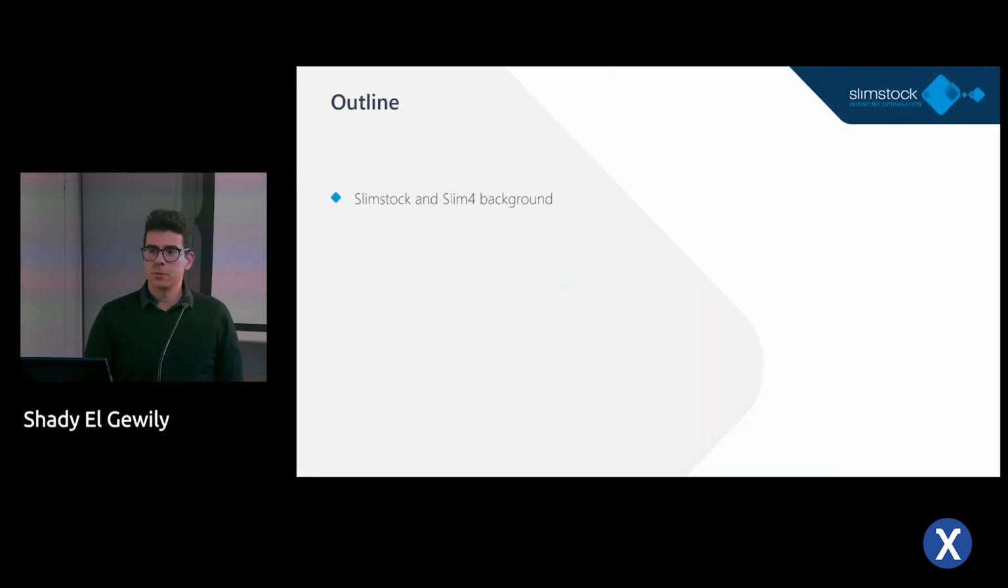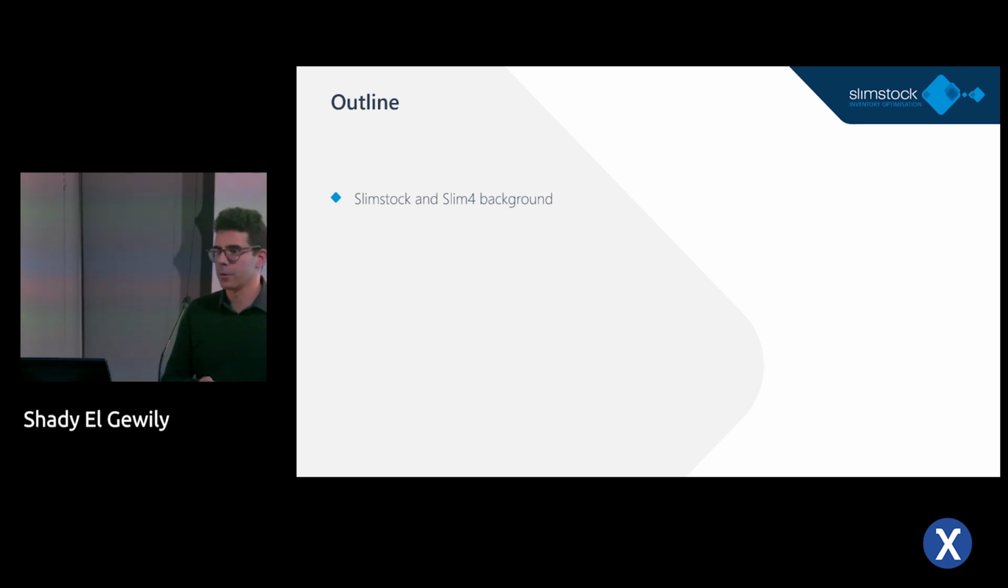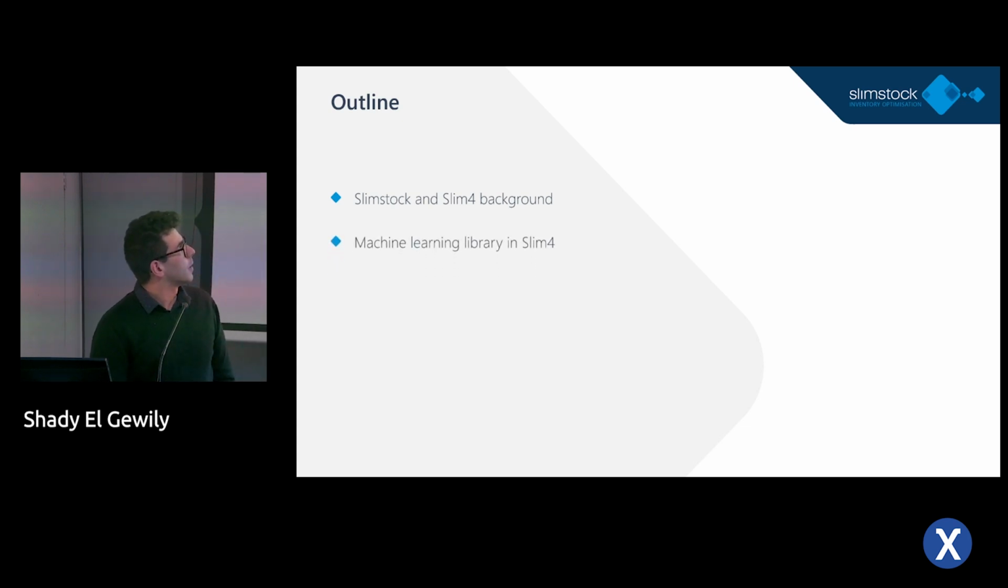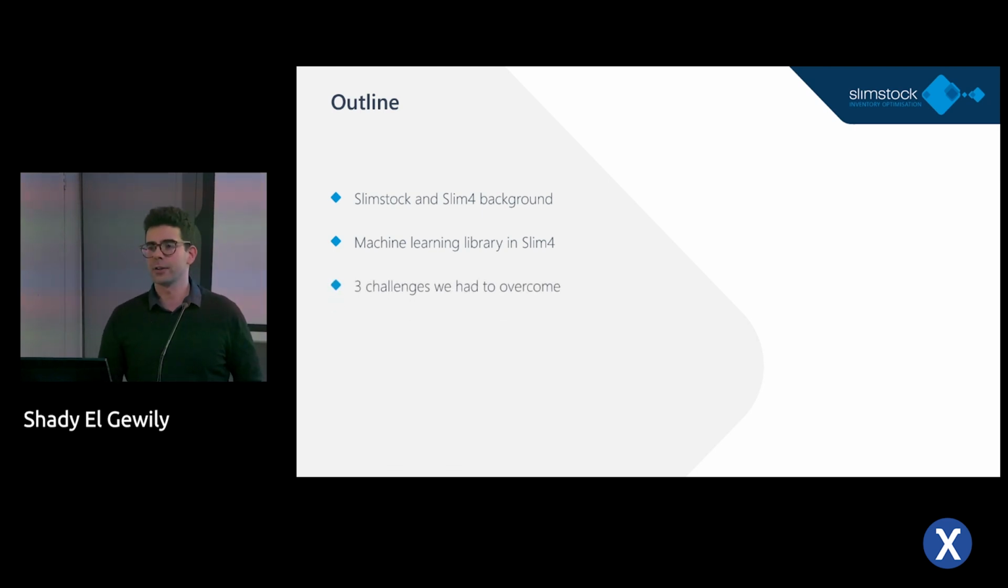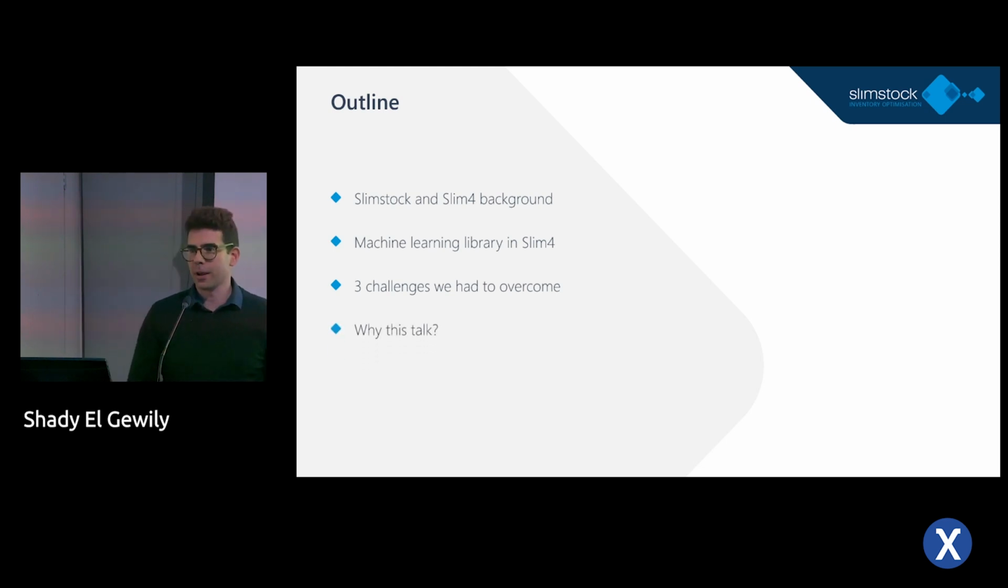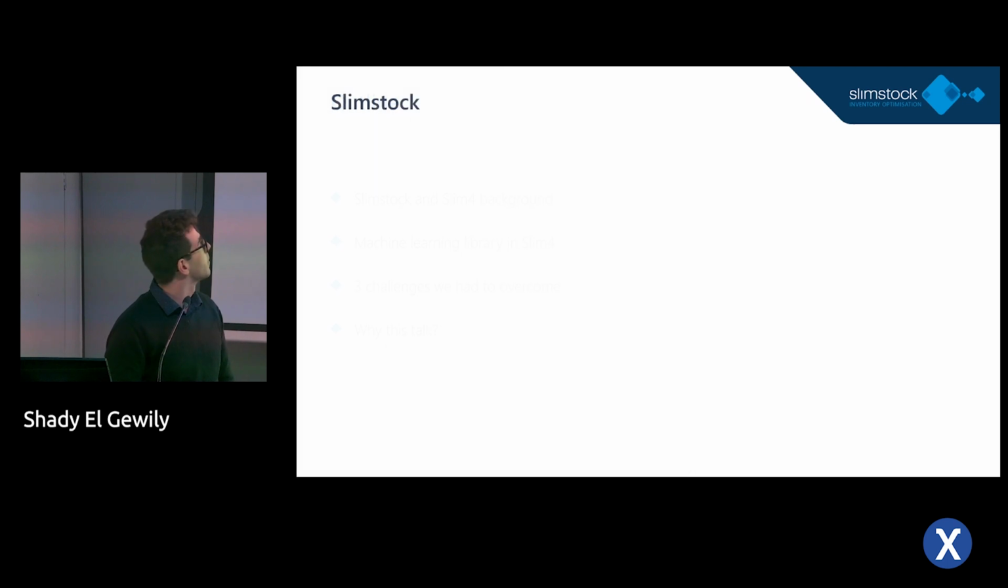So today I want to talk to you about a few topics. First I'd like to introduce Slimstock and our software product Slim4. Then I will talk a bit about the machine learning library that we implemented in Slim4. And then I will discuss three challenges that we had to overcome with good things and many lessons learned, and also things that we are still not sure about whether it was the correct decision or not. And finally, I would like to end this talk with why I gave this talk instead of at the beginning, and hopefully it will become clear at the end.